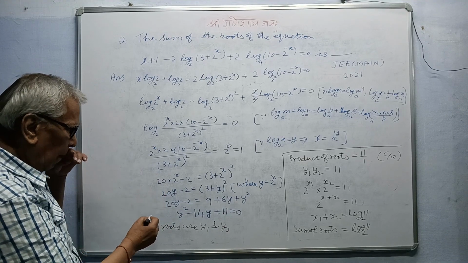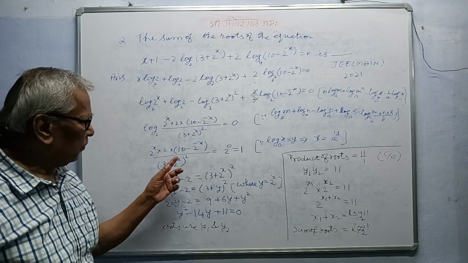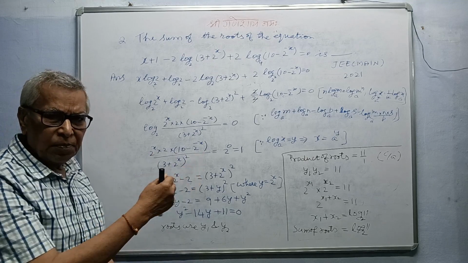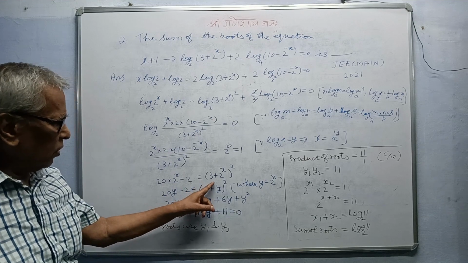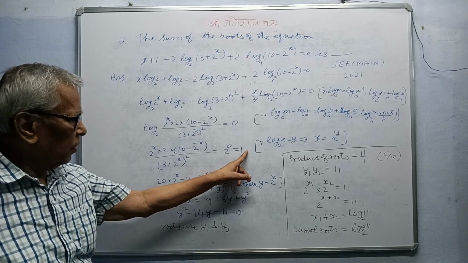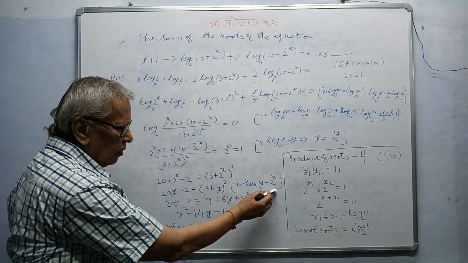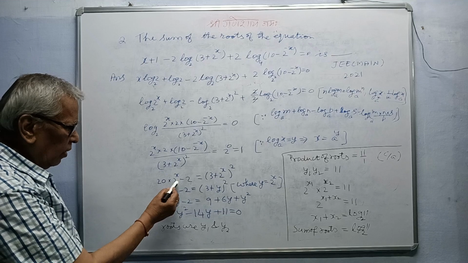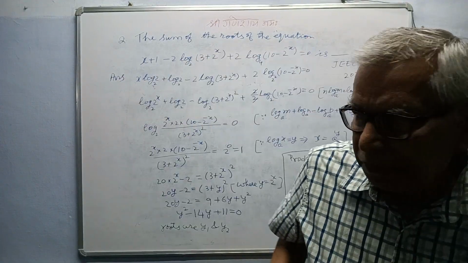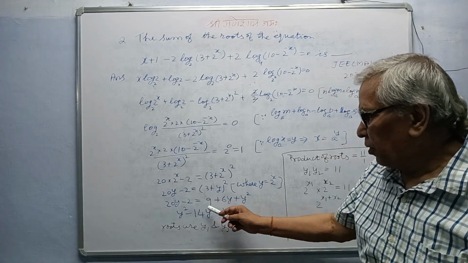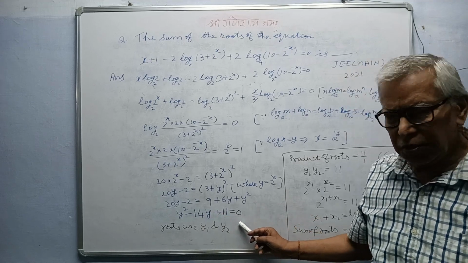Now 20 into, we are multiplying. So 10 to the 20 into 2 to the power x minus 2 to the power x into 2 to the power minus 2 to the power 0 is equal to 1. So this will be removed: 20 into 2 to the power x minus 2 is equal to 3 plus 2 to the power x whole square. Now 2 to the power x can be written as y. So 20y minus 2 is equal to 3 plus y whole square. So 20y minus 2 is equal to 9 plus 6y plus y square. So y square minus 14y plus 11 is equal to 0.